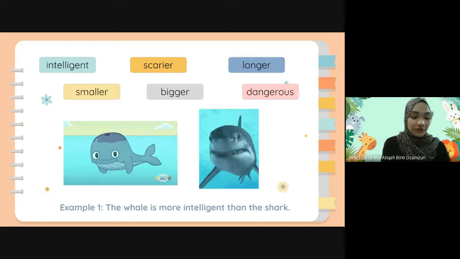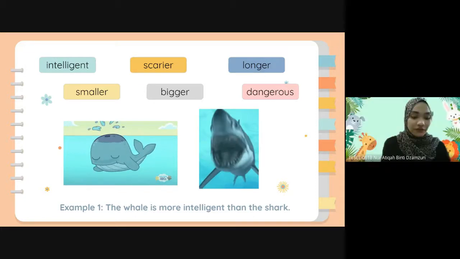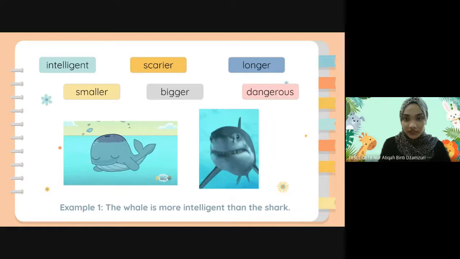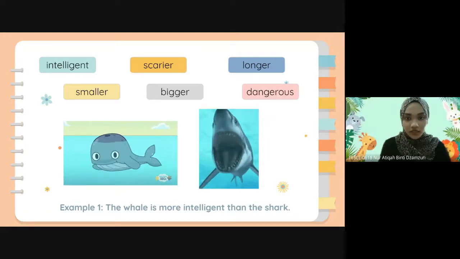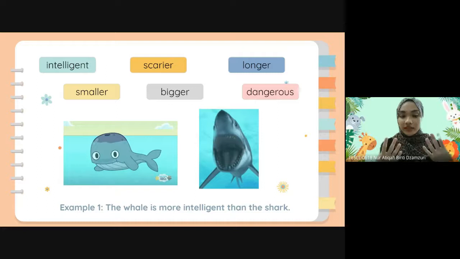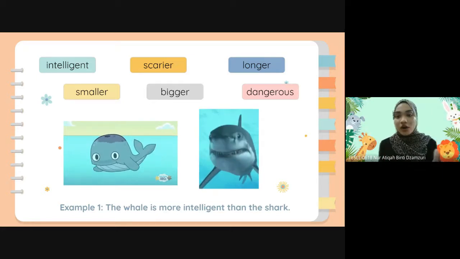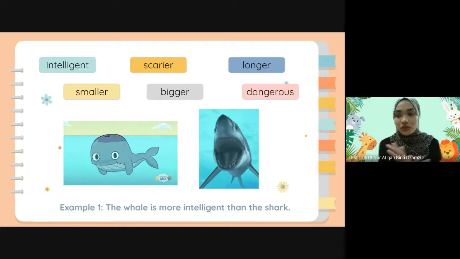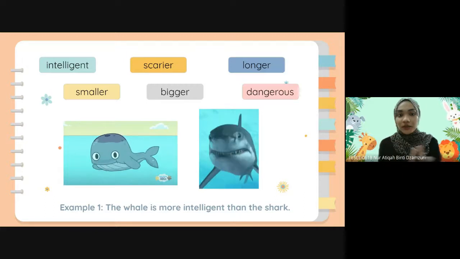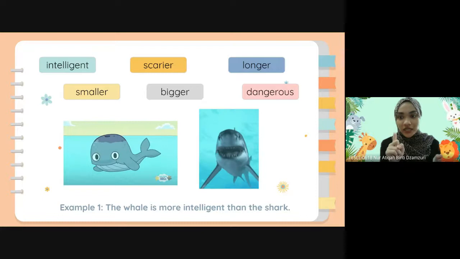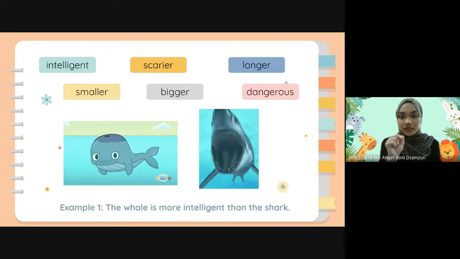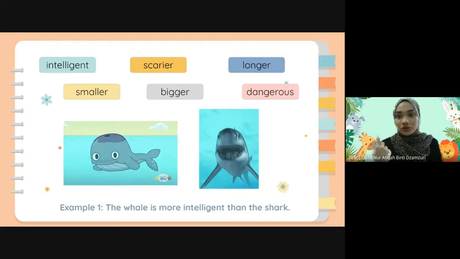Okay, now, for this activity, you look at the two pictures. Tengok dekat dua-dua gambar ni. Then I want you to create your own sentence, ayat sendiri, using comparative adjective. I want everyone to create one sentence. After this, I will call you one by one.